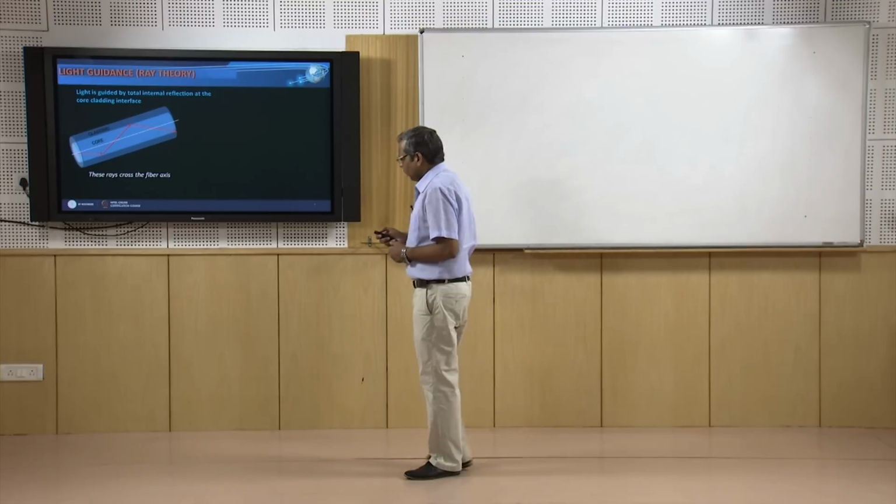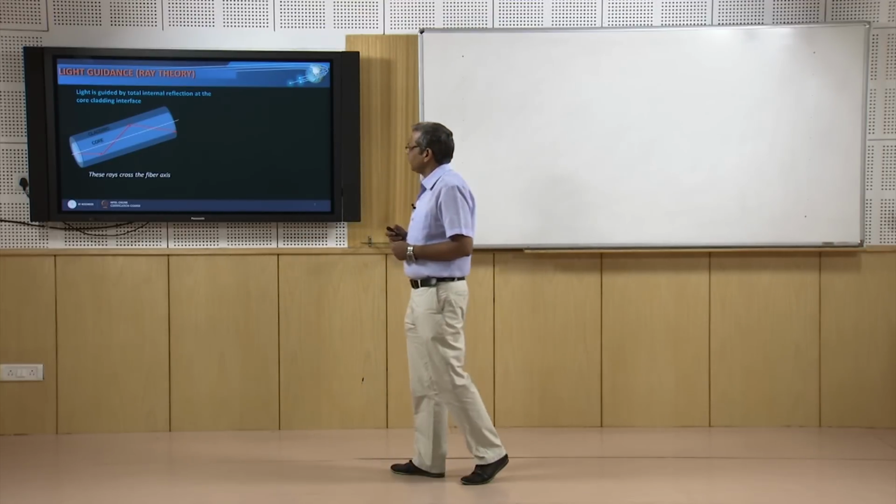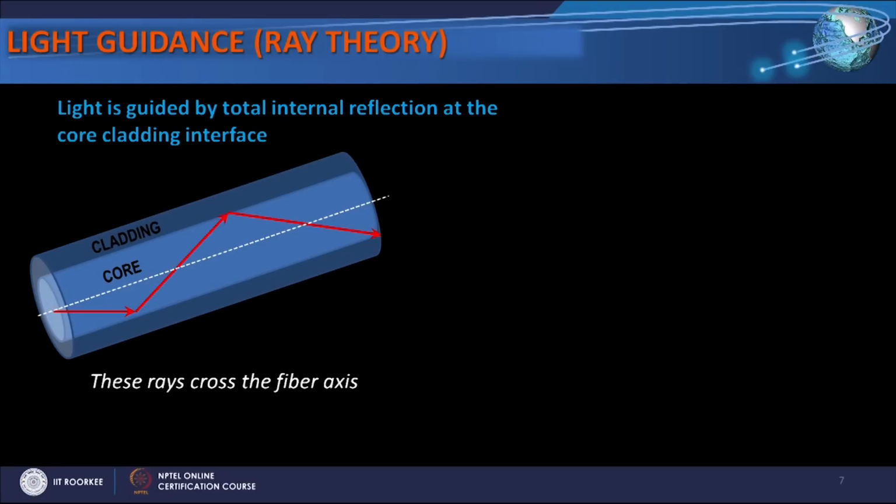Now, if I look at the ray theory of light guidance in optical fiber, then light is guided by total internal reflection at the core cladding interface. So, if I launch a ray of light into the fiber, it goes like this, and if this angle which this ray makes with the normal to the core cladding interface is larger than the critical angle, then it will be totally internally reflected and it would be guided.